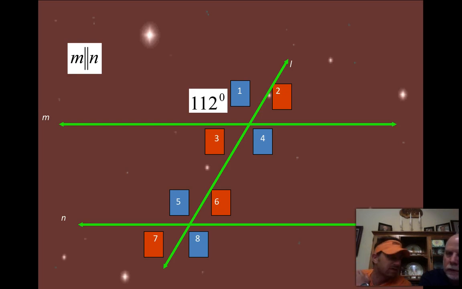Now, I don't know if it comes in or not. It doesn't. Okay, so now that I know that angle 5 is 112, that's too bad I have my little dealio to type that in there.